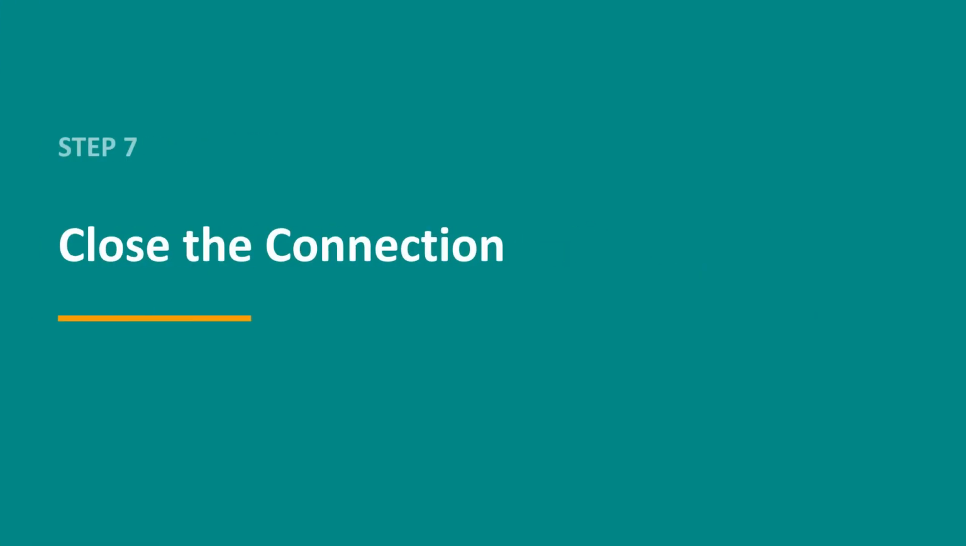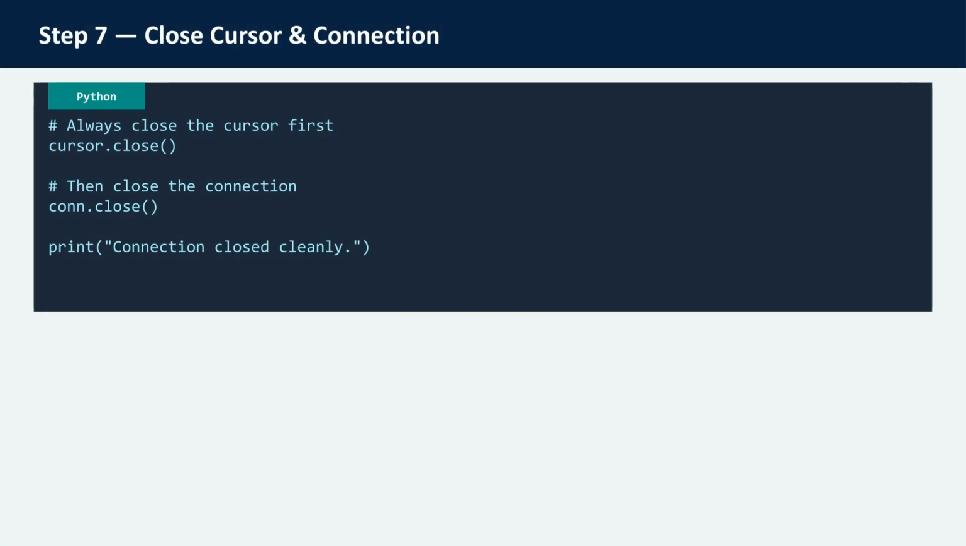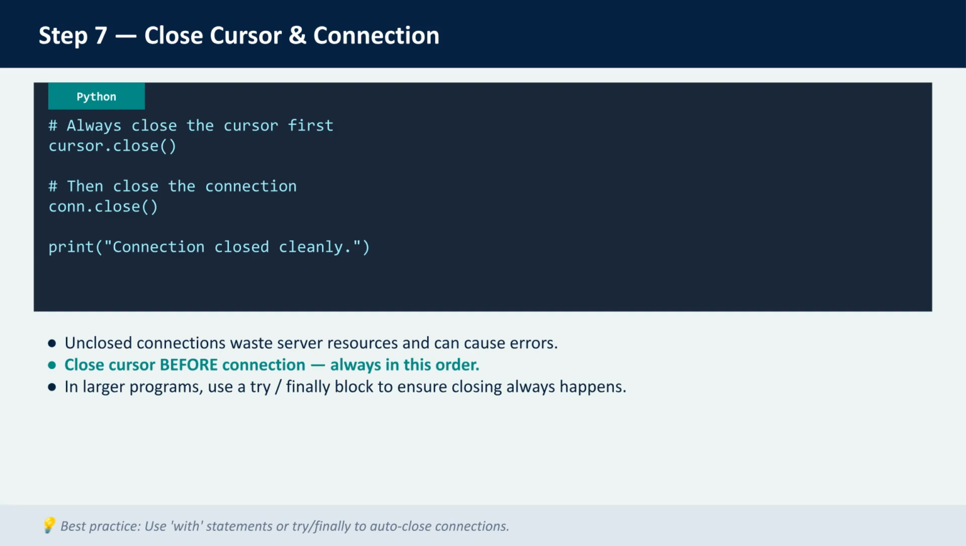Step 7 is close the connection. It is important to always clean up your database resources by closing the connection when your script is finished. The correct order is to always close the cursor first with the cursor.close method, then close the main connection using the con.close method. This ensures server resources are released cleanly. Unclosed connections can cause errors and waste resources.